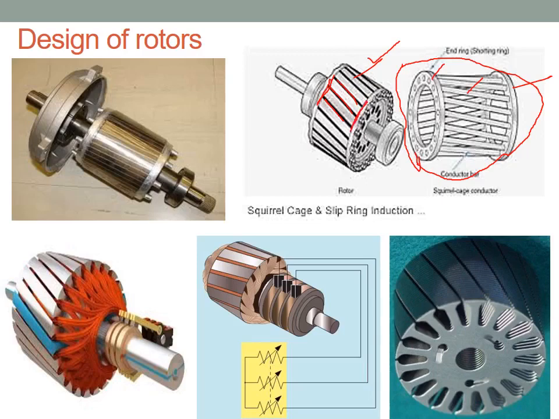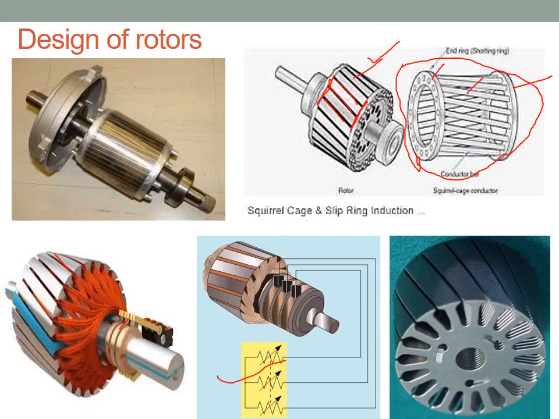And coming to the wound rotor, here winding is used instead of aluminum bar. This winding is embedded in the slots, and the windings are terminated at the slip ring. The difference between squirrel cage and wound rotor is that in the rotor winding we can add external resistance through these slip rings.